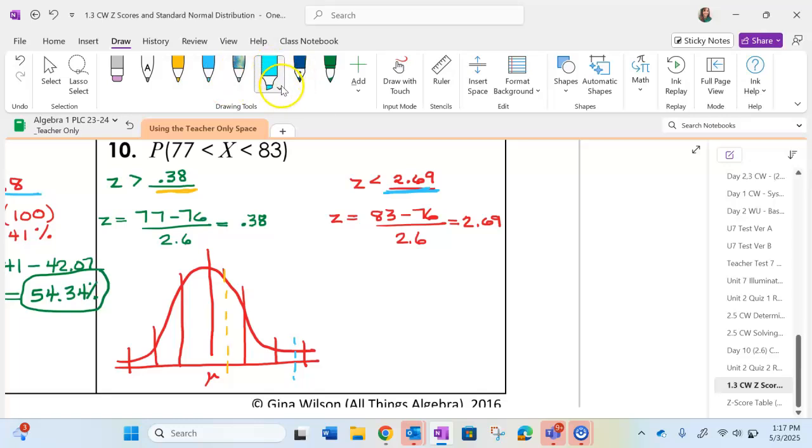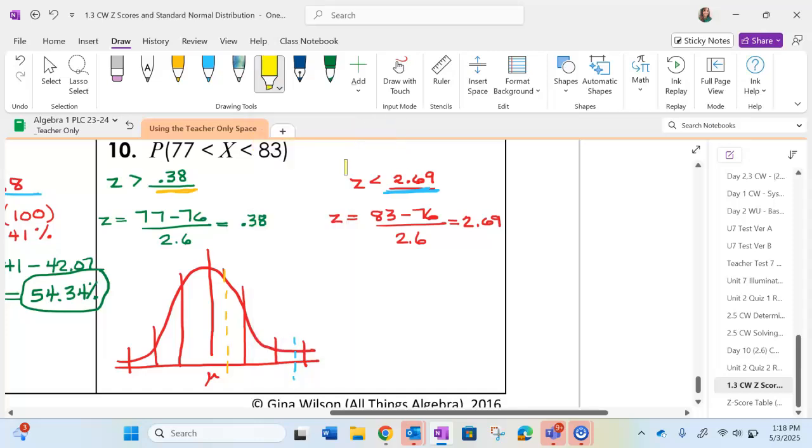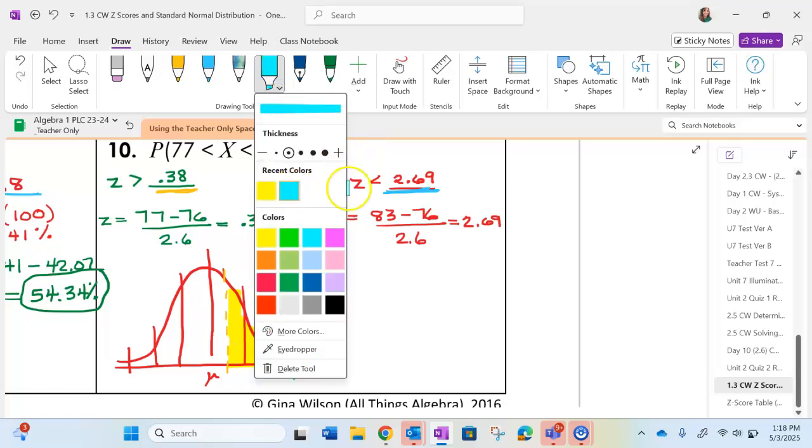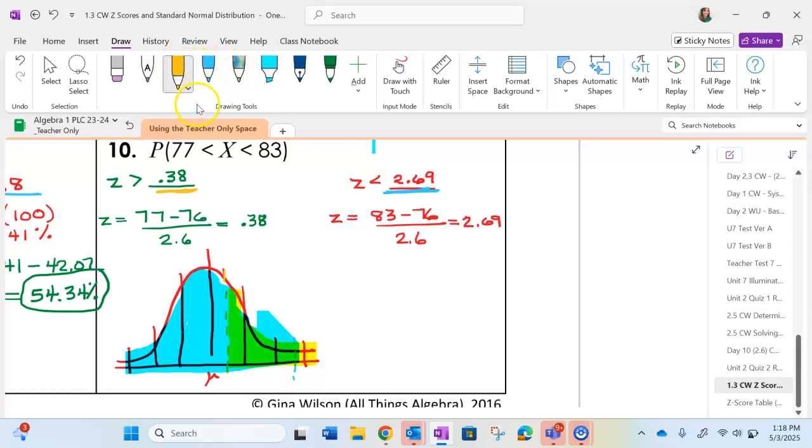Okay, now let's shade. I'm going to start with the yellow. Let's shade with yellow. Okay, so 0.38, I want to shade bigger. So here's 0.38. I'm going to shade bigger. That's shading this whole thing bigger. Okay, now this side at 2.69, I am shading less. So here we go, less. It's this whole, wow, that's weird. Oh well, we'll make it work. So again, I want the green part.